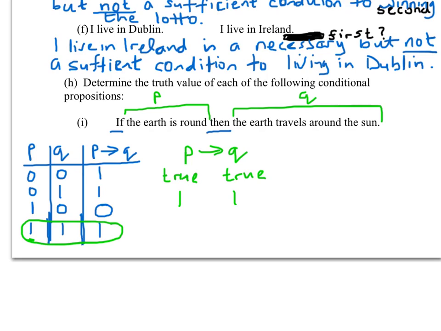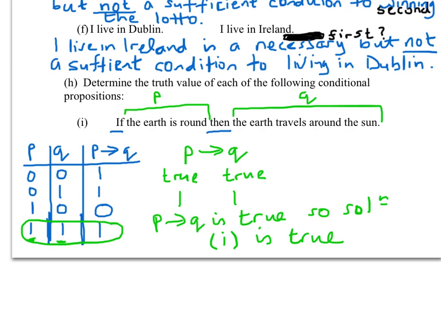When we have a truth value of 1 for P and 1 for Q, then P implies Q is true. So we'll write that down. P implies Q is true. So the solution is that part 1, that statement up there, is true.